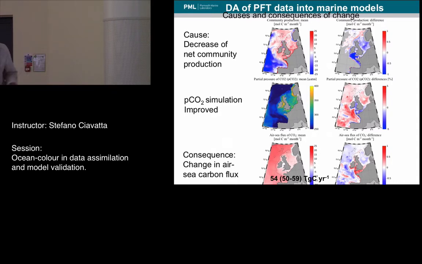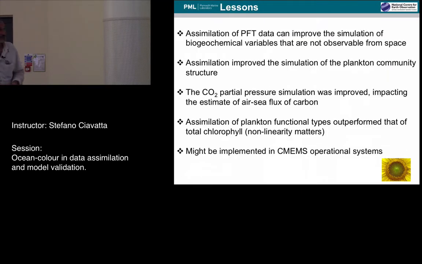at the air-sea interface. So, just to say, the assimilation of the plankton functional types into the ecosystem model impacted and brought about a revision of previous estimates of the carbon fluxes from the atmosphere towards the shelf, thanks to the assimilation of these data. So, plankton types assimilation is good and produced a lot of nice results, and hopefully we will see this method implemented operationally at the Met Office in the future.